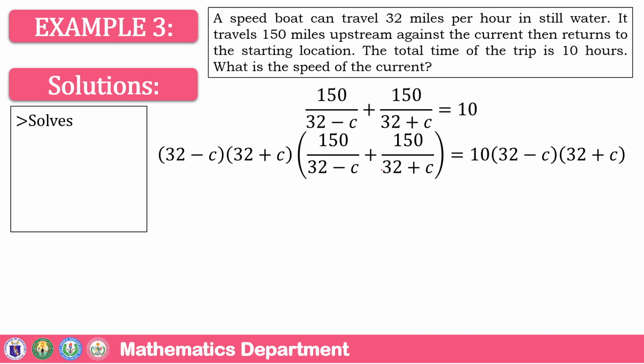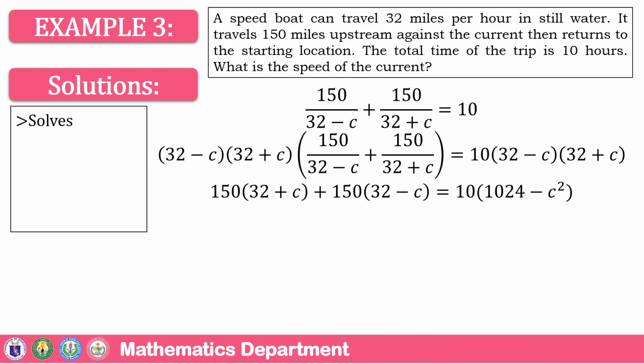So, both side po. Now, dito muna tayo sa first term. Sa first term, multiply natin siya sa ating LCD. So, 150 over 32 minus c times 32 minus c times 32 plus c. Meron sila parehas 32 minus c, so pwede natin i-cancel yon. Ang natira na lang is 32 plus c. So, multiply natin sa 150.